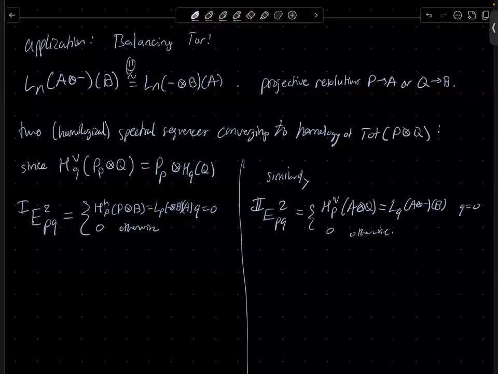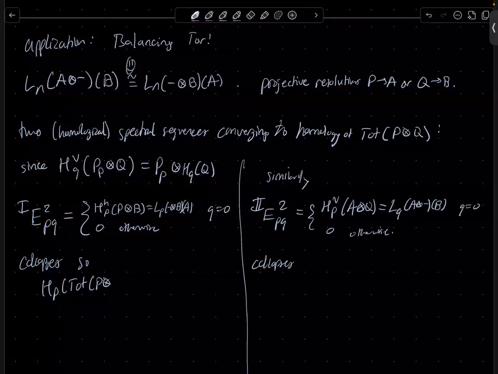So this one only has, so what I mean, so the first spectral sequence collapses. This one also collapses, right? Because there's only the Q equals 0 rows in each of these. So this means that HP, the P homology of the total complex of P tensor Q is just LP dash tensor B on A.